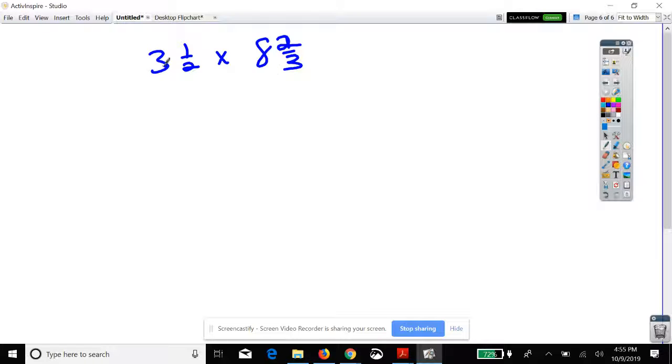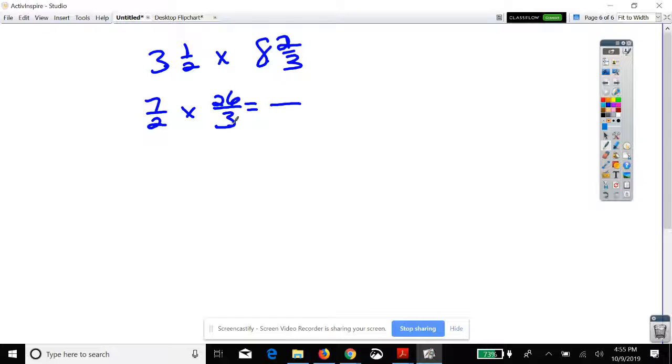Traditionally, this is three groups of two plus one, so three groups of two is six plus one is 7/2. And this is eight groups of three, which is 24, plus two is 26/3. And then I multiply straight across.